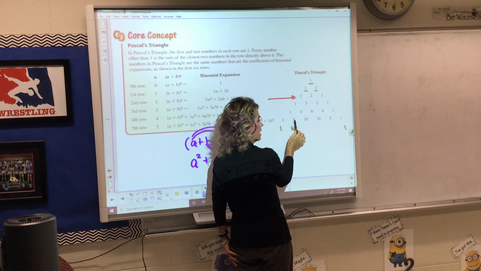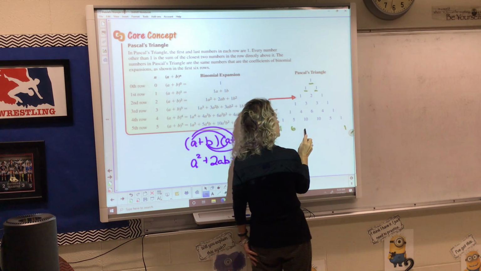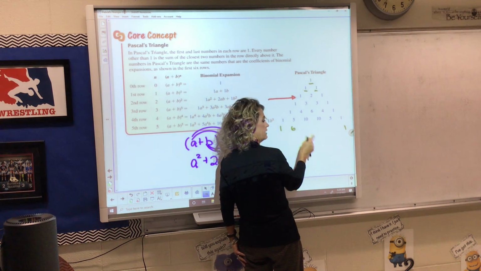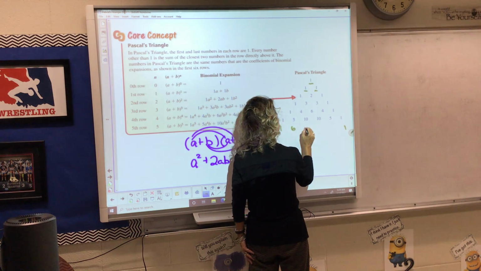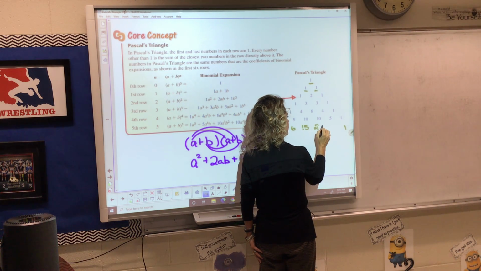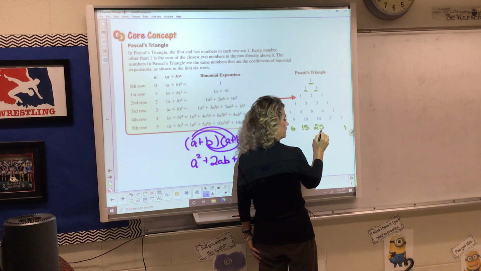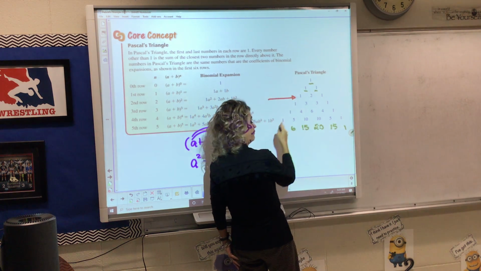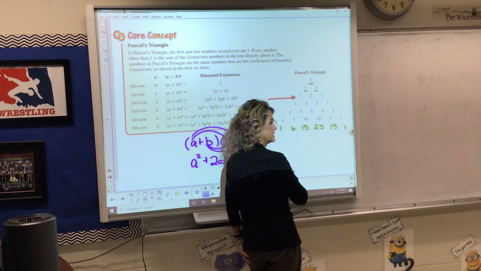And what's 1 plus 5? Now what number goes here? 15. How'd you get that? 5 plus 10 is 15. What number goes here? Because 10 and 10 make, and 10 and 5 make. And so these are the coefficients when I'm going to the sixth power.